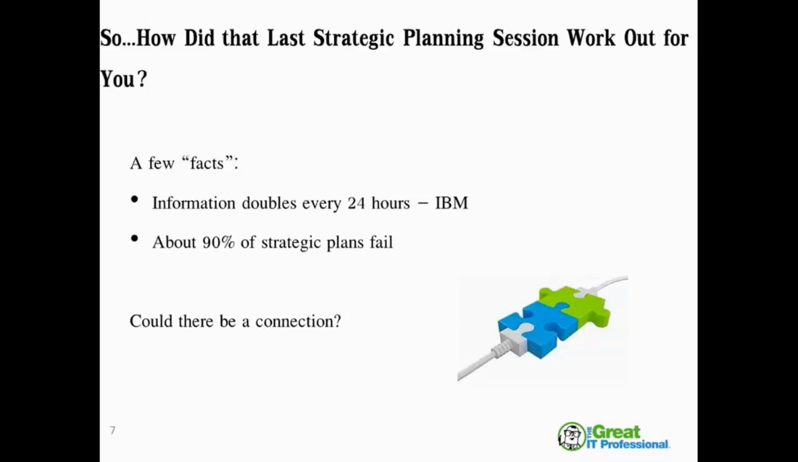Yeah, we're going in the right direction. Great. So how did that last strategic planning session work out for you? First, a few facts. Well, first of all, information doubles every 24 hours. That means the data inputs you were using yesterday might not be valid today. Until a few weeks ago, I was using the most commonly accepted statistic that information doubles every 2 years. But the new IBM estimate is every 24 hours, and we're going to go with that.